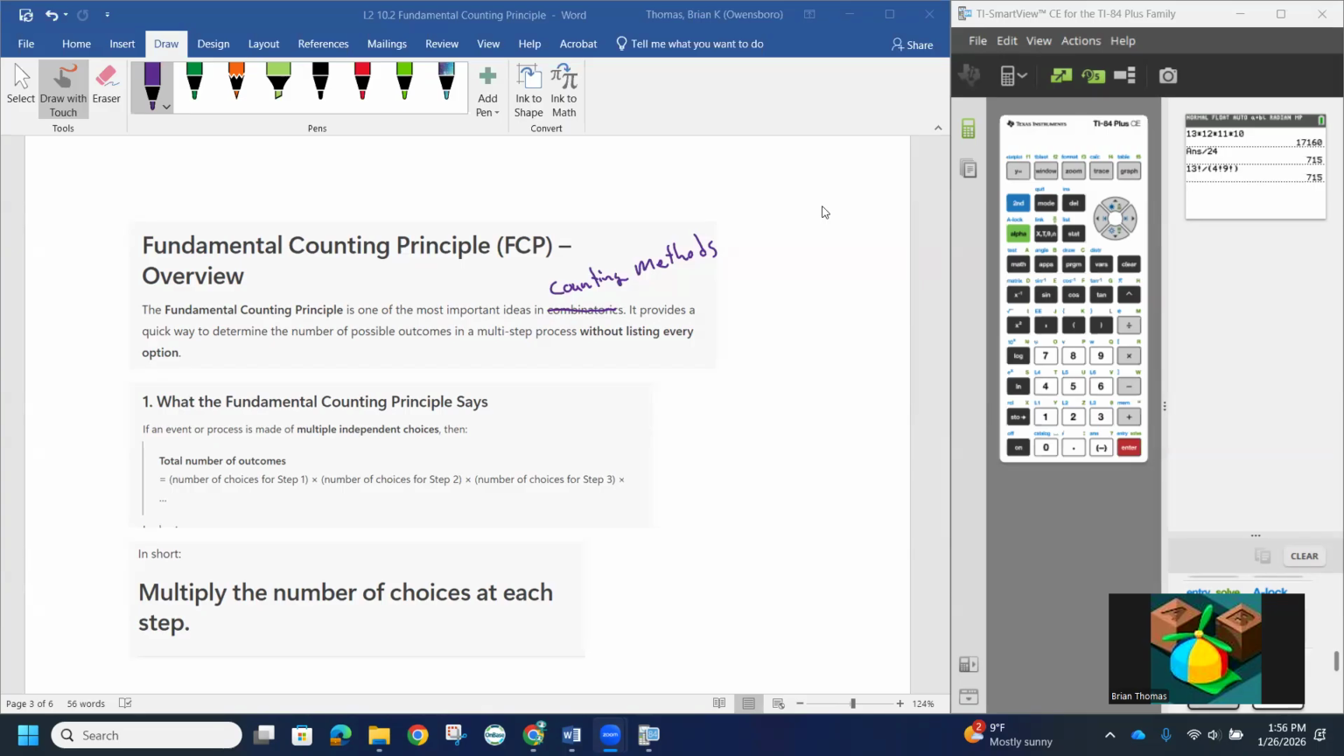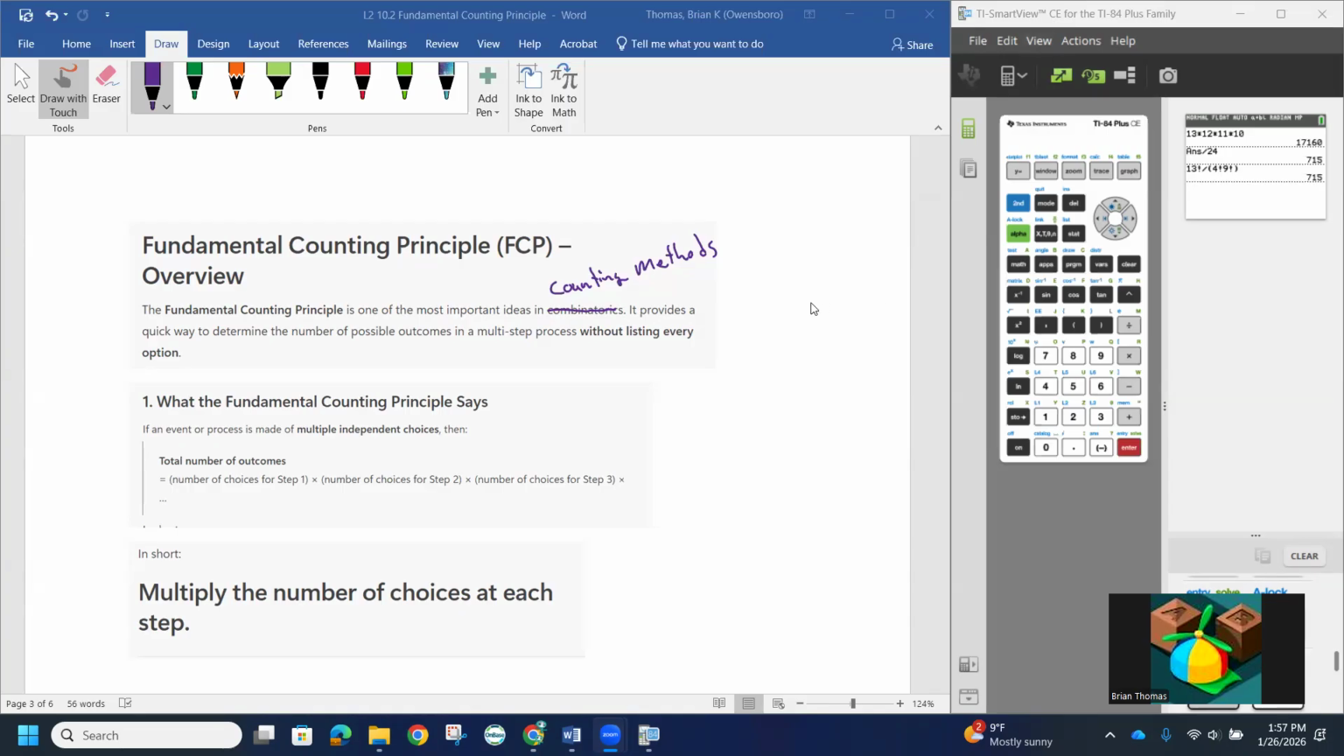Notice that in 10.1, we struggled counting the outcomes and the combinations because we were trying to list every outcome there was. That's how we were doing systematic listings. But if it's not important to actually list them, the fundamental counting principle is an easy way to count the number of outcomes without ever listing them.